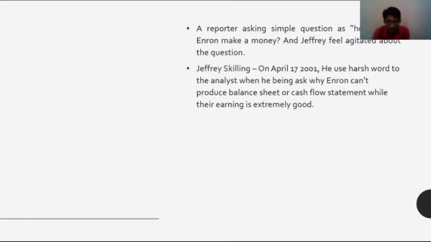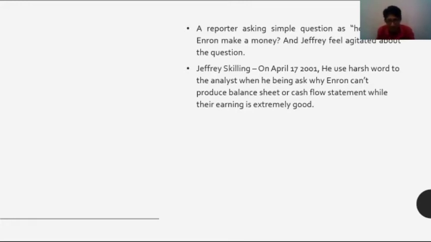This is when the investigation of Enron began, when a reporter asked a simple question to Jeffrey Skilling. It was a very simple question: how exactly does Enron make its money? The reporter had a doubt and a strange feeling about how Enron made money, because they only sell energy, but they earn so lucratively in the business. So what actually happened? How could they manage to boom their sales? That's what the reporter asked. But when Jeffrey heard the question, he felt agitated.